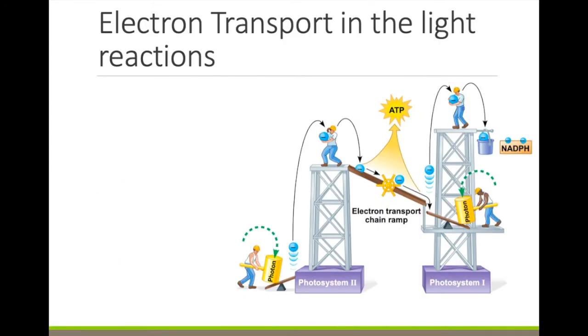Okay, before we go and look at the light reactions in an actual plant cell, we're going to use an analogy of these workers who work at Photosystem 2 and Photosystem 1 transporting electrons. Let's follow the flow of the electrons first, and then we'll do it in the real cell. The first step that happens is the electrons are taken from water and given to Photosystem 2. Remember, Photosystem 2 goes first.